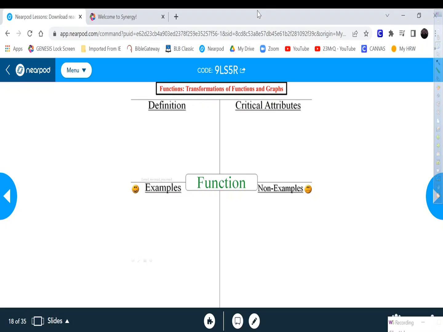Something about input and output. Yes, very close. For every input, there's exactly one output. But what is the one key word at the beginning of all the definition? It's a what? Relation. Yeah. You went home and you had a lot of people over. They were some sort of relation to you.